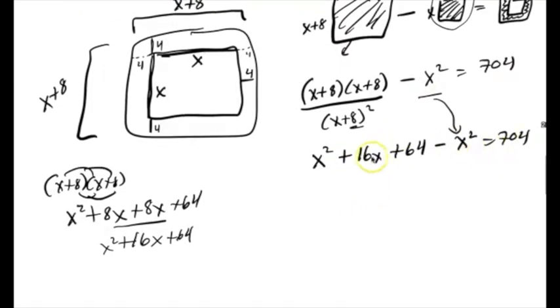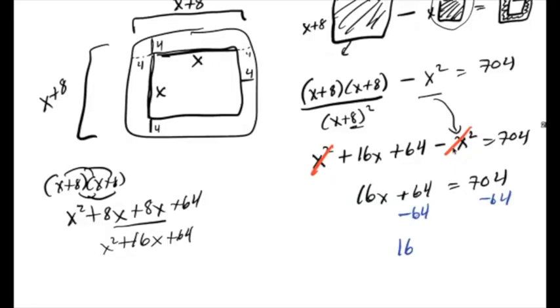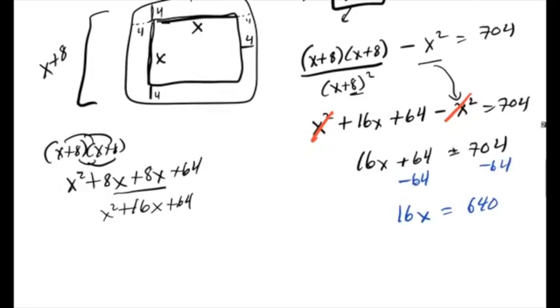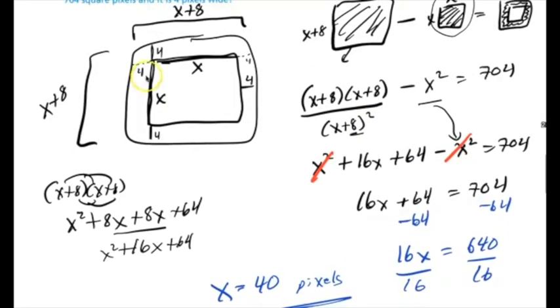Anyway, right here, first thing we do is simplify if we can. In this case, these x squares cancel out. So we're left with 16x minus 64 equals 704. Next, we'll add 64 to both sides. You get 16x is equal to 640. And then we just have to divide by 16. We get x is equal to 40 pixels. That is the length of this picture frame.